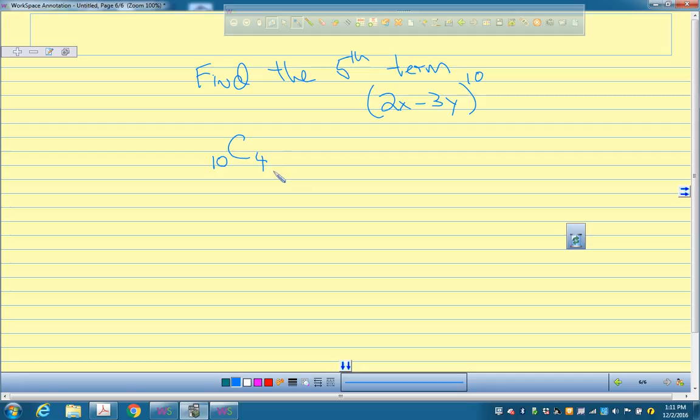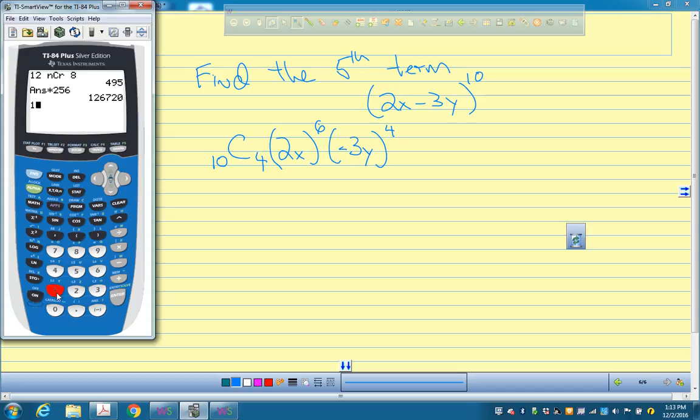10 combination 4. Then I'm going to have 2x raised to what power? Very good. If this is 4, then these two things have to add up to 10, so that's 6, times negative 3y raised to the 4th, and there you go. And then you just do the math. 10 combination 4, I'm not sure what that is, but let's do it. 10, math, PRB, combination, 4. Okay, so that's 210.